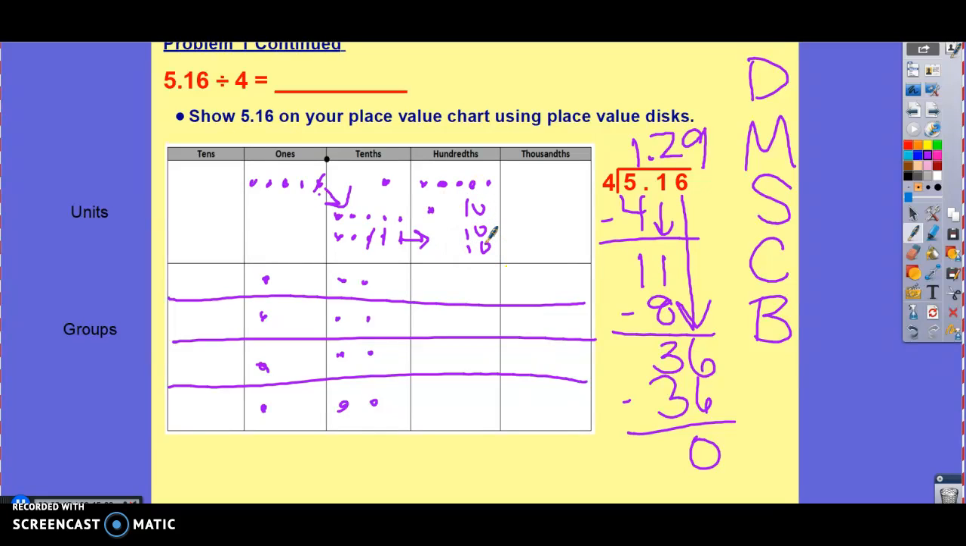We now have 36 in the hundredths place, and we can put 9. 1, 2, 3, 4, 5, 6, 7, 8, 9. In each of our 4 groups.